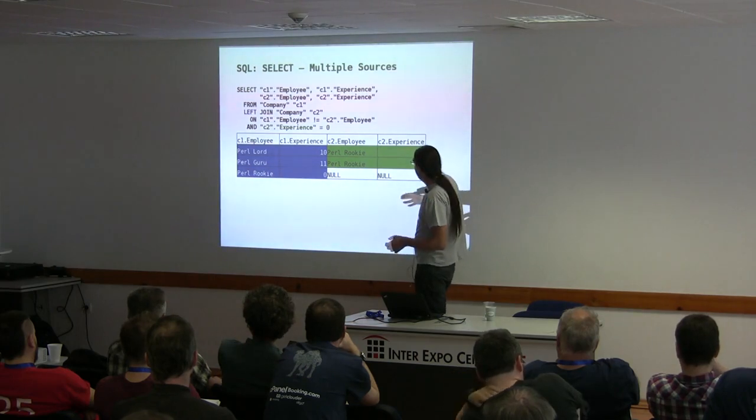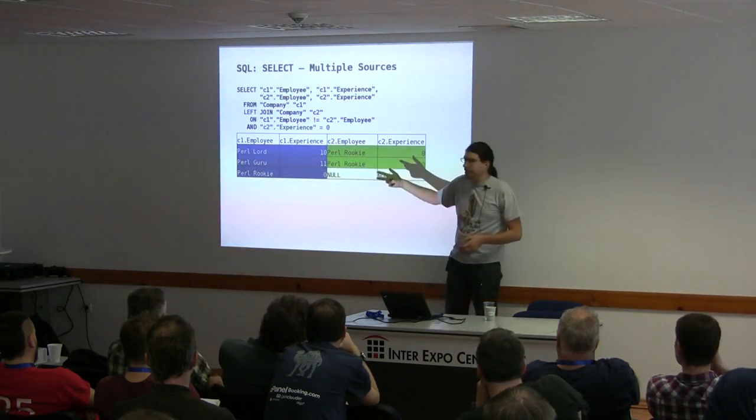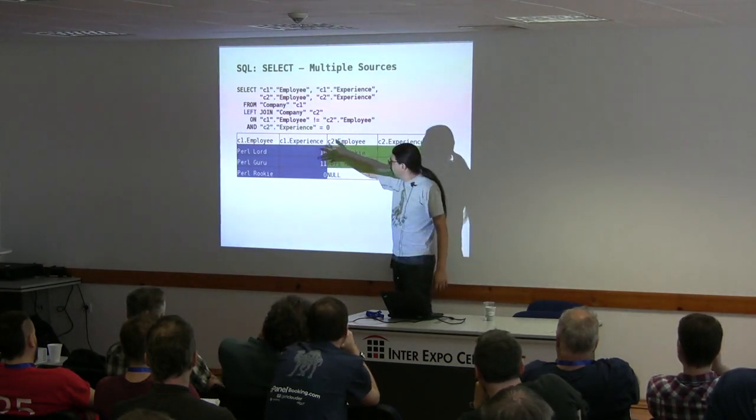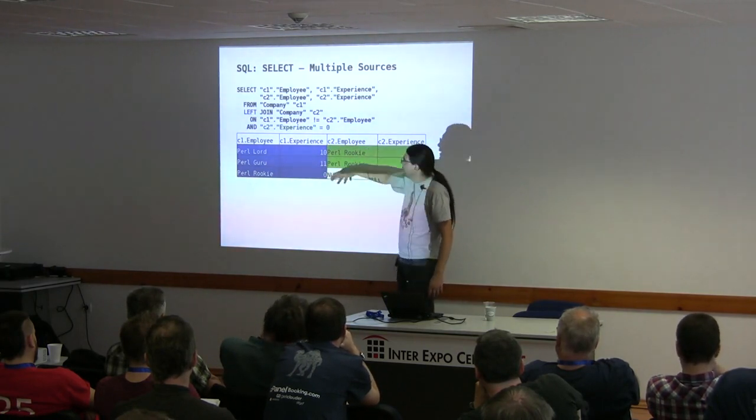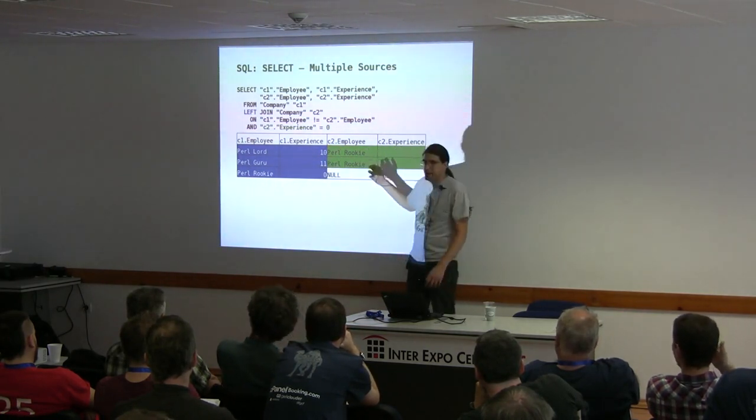And for example, if there were 2 rookies in the company, then we would get the Perl Lord twice with 2 rookies, and we get the Perl Guru twice with the same 2 Perl rookies.